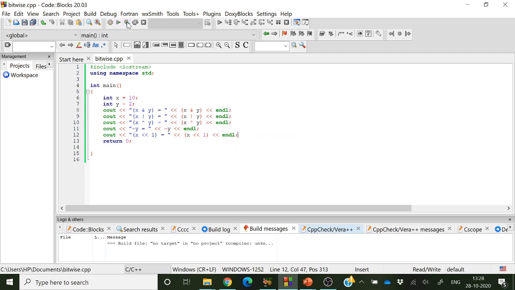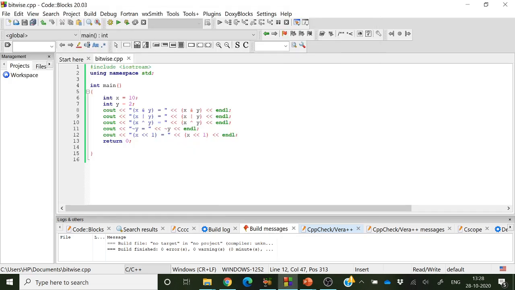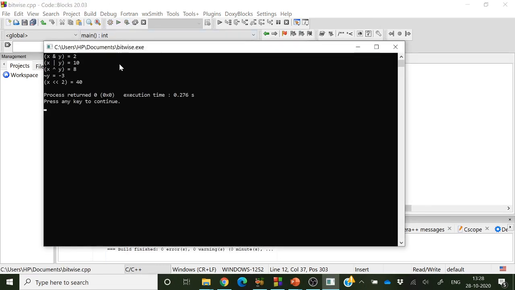Now we try to run it. x was 10. Shifting x to the left once gives us 20. That is, x is multiplied by 2. If we change it and make it 2, then the result is 40.